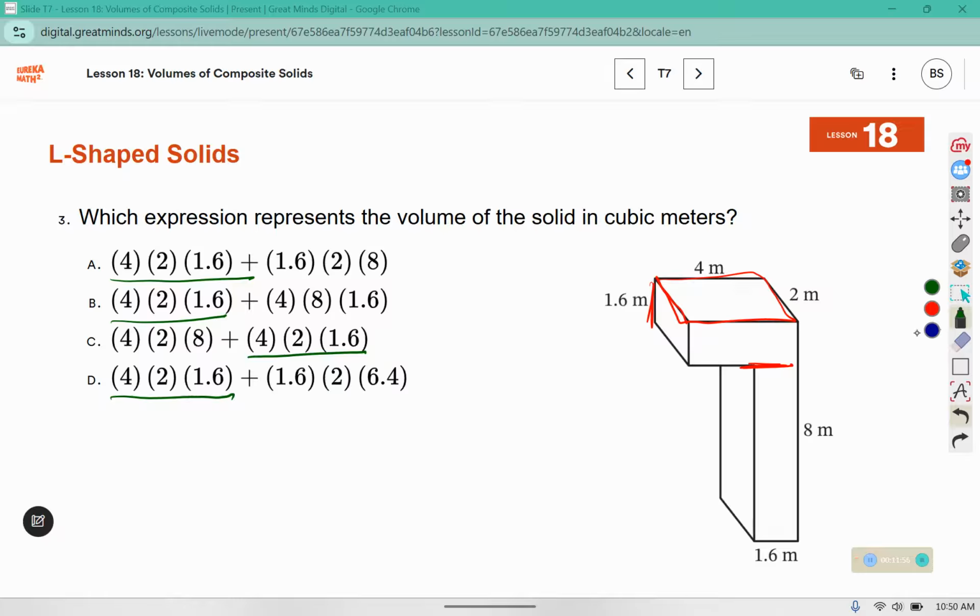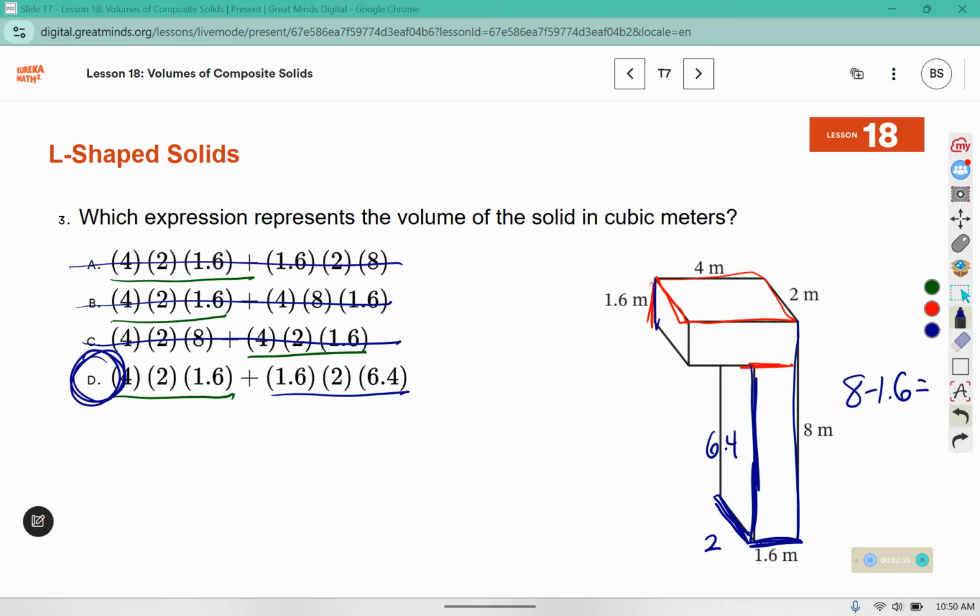Now let's look at the other section. This would be 1.6 by 2. If this whole height was 8 and we already used 1.6, the piece that would be left for the height of this section here is 8 minus 1.6, which is 6.4. So we need 2, 1.6, and 6.4. This one does not have that. Neither does this one or this one, which means it must be D.